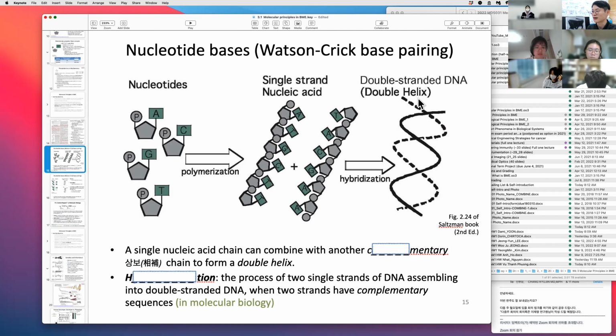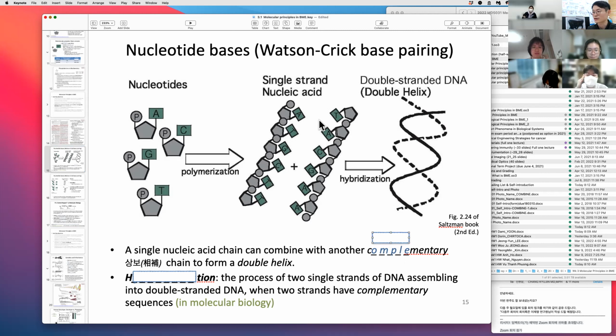Okay, so that we call hybridization, which involves each of these hydrogen bonds. A single nucleic acid chain can combine with another complementary one. Exactly. And what does complementary mean? A goes to T, G goes to C. And there are interesting structural connections so that they prefer each other, forming a DNA double helix.